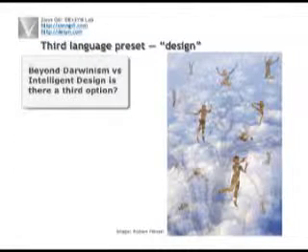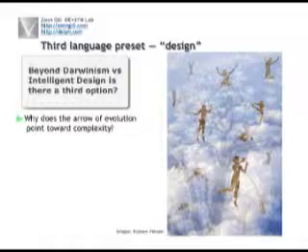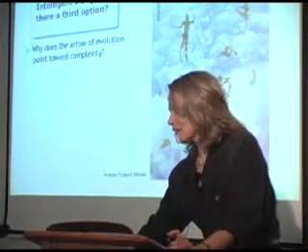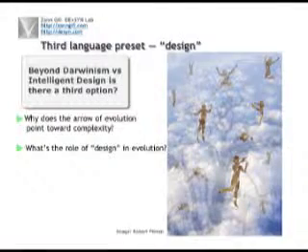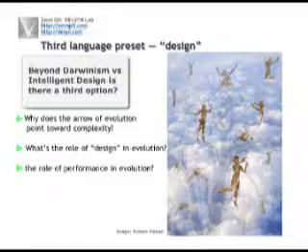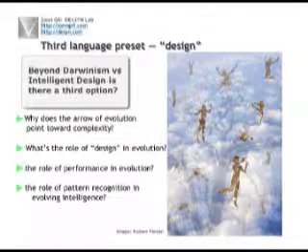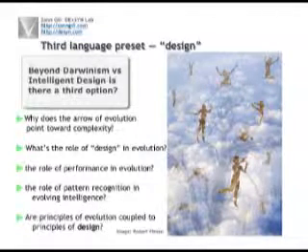I want to suggest that this question, beyond Darwinism versus intelligent design, is there a third option, has an answer, and that the answer is yes. There are some very hard questions brought up in asking about this. Why does the arrow of evolution point toward complexity? What's the role of design in evolution? The role of performance? The role of pattern recognition in evolving intelligence? And what are the principles of evolution, and how are they coupled to principles of design?